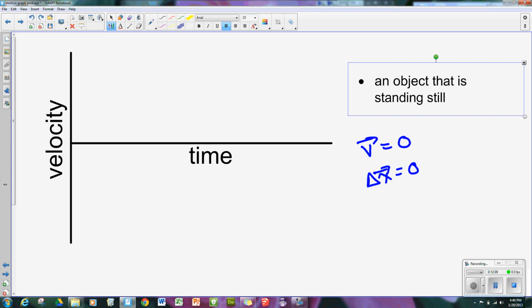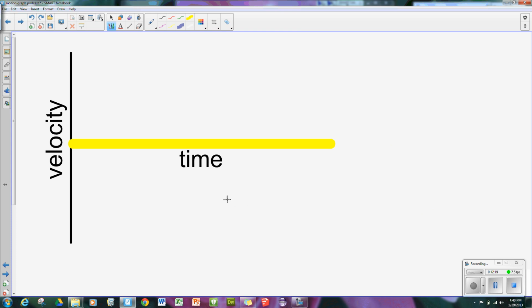Its acceleration is going to be 0 because its change in velocity was 0. So if we draw that as a graph, we get a line, and the x-axis is underneath here. We get a horizontal line on the x-axis.